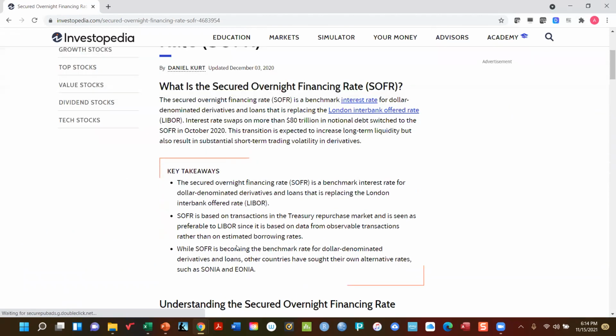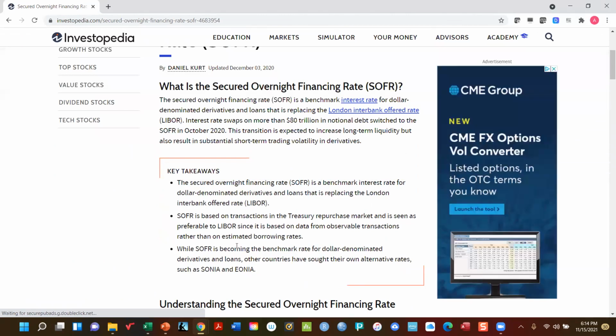So it is based on transactions in the treasury repo market and is seen as preferable to LIBOR since it is based on data from observable transactions rather than on estimated borrowing rates. Right, because the LIBOR was a little different. It didn't have to be based on actual transactions. They were just quotes from the 16 largest London banks. And what they would do is they would drop out the largest and the smallest quotes, and then they would find some kind of an average of the 14 remaining quotes and use that as LIBOR.